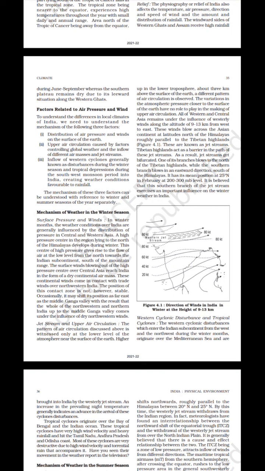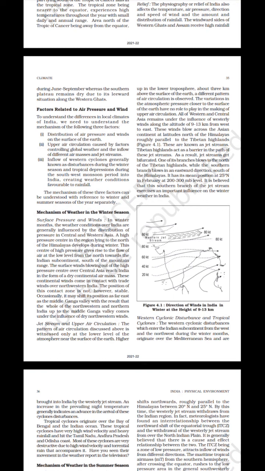The variations in the atmospheric pressure closer to the surface of the earth have no role to play in the making of upper air circulation. All of Western and Central Asia remains under the influence of westerly winds along the altitude of 9 to 13 kilometers from west to east. These winds blow across the Asian continent at latitudes north of the Himalayas, roughly parallel to the Tibetan highlands.